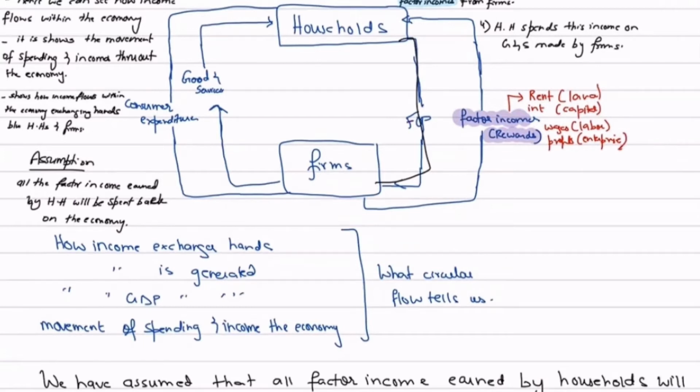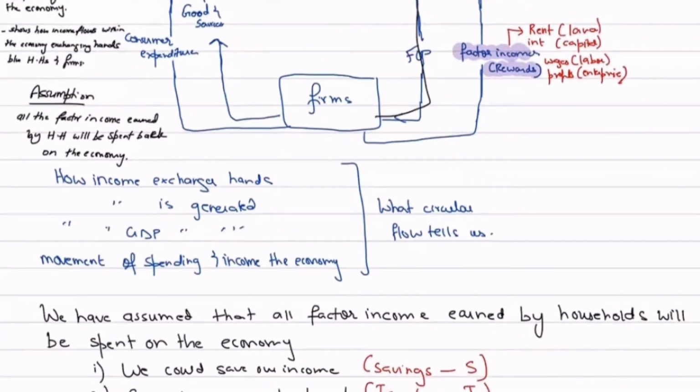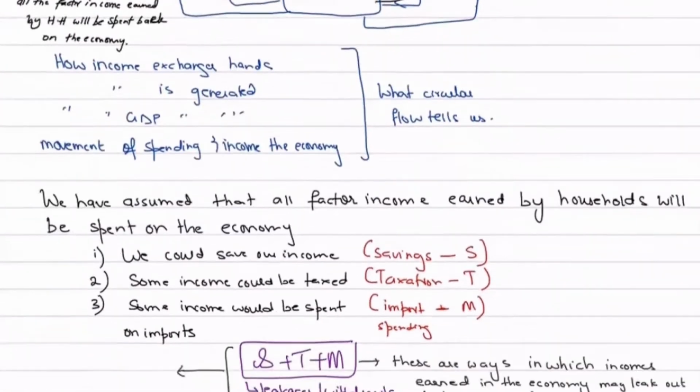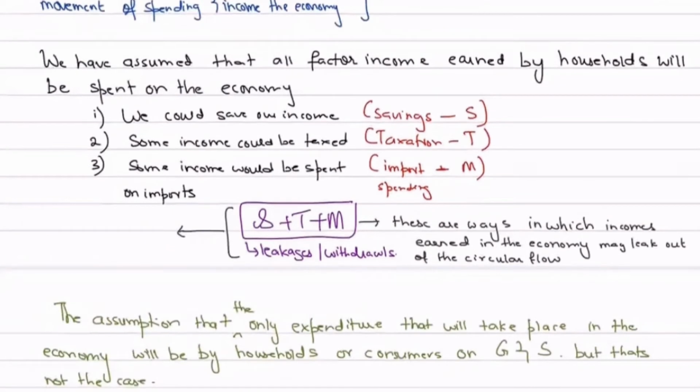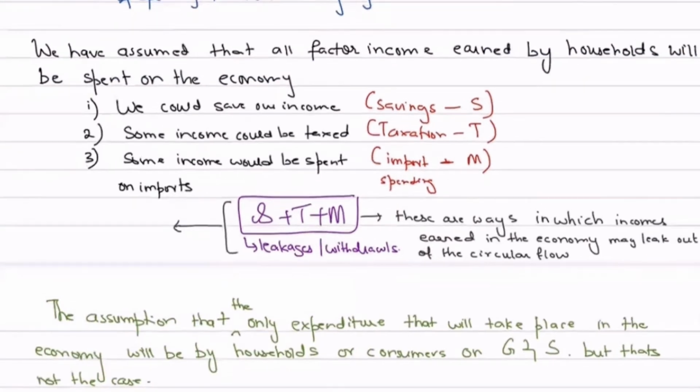Moving forward, we are going to challenge this assumption now, because we assumed that all the factor income that was earned by the household will be spent back on the economy. Now, this is an assumption that we made. But do you really think that households जो भी factor income कमाएंगे, वो सारी की सारी they're going to be spending it back on the economy? Do you really think that this will happen?